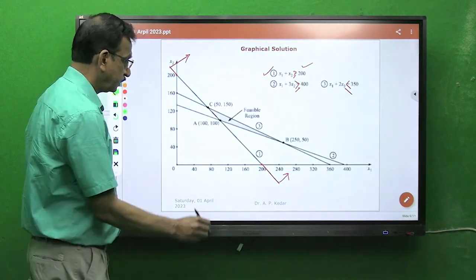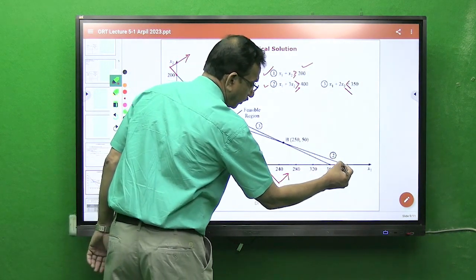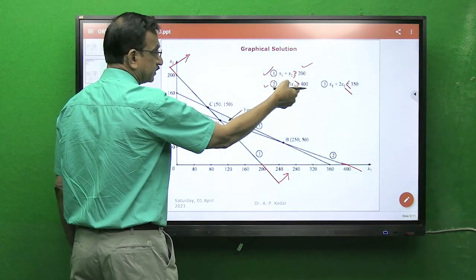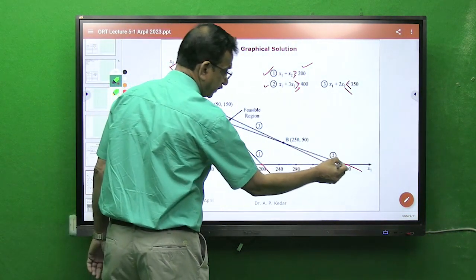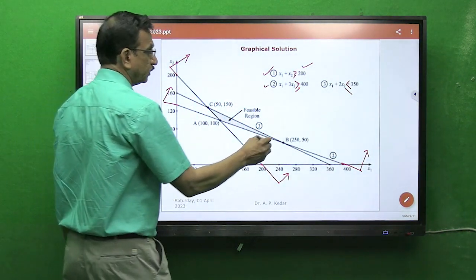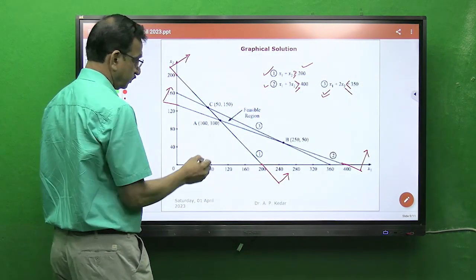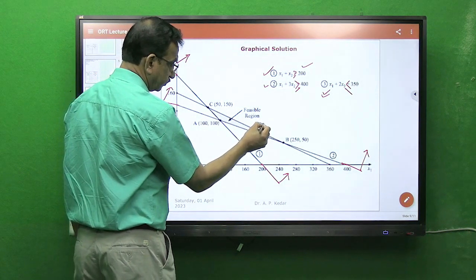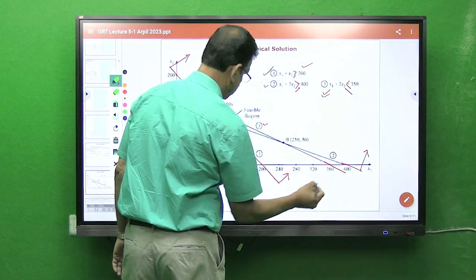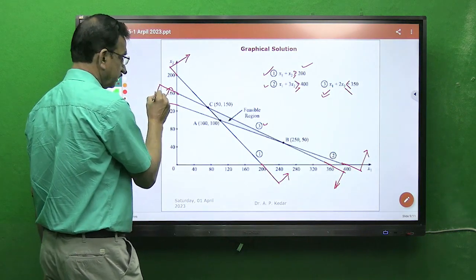For the second, this is the line represented by the second constraint. You find the coordinates. The sign is greater than or equal to, so the region will be like this. Now important, for the third case our sign is less than or equal to, and this is the equation pertaining to the third case. So if I extend this, the arrow sign is like this.